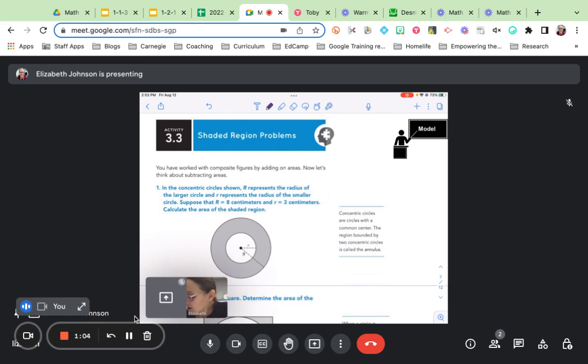Now, our task with these concentric circles is to calculate the area of the shaded region. It's kind of like we're calculating the area of this donut right here. So now here's another thing for you to talk with your partner about. How could I get the area of just that shaded region? I don't want the little white circle inside. I just want the shaded region. So talk with your partner. How could I find that? Go.